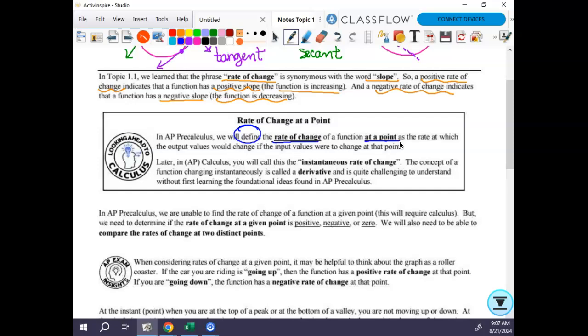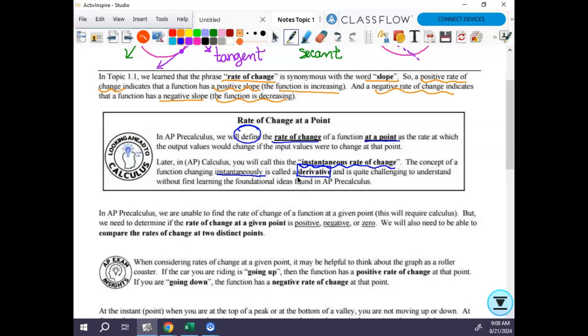All right, so you will call this instantaneous rate of change. Like, what is my rate of change at that instant, right at 3 minutes? The concept of the function changing instantaneously is called a derivative. We'll talk about those a tiny bit at the end of the year as we get closer to calculus. And it's quite challenging to understand without first learning the foundational ideas in AP pre-cal.